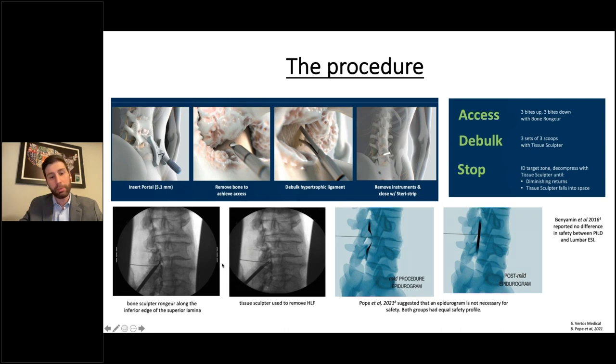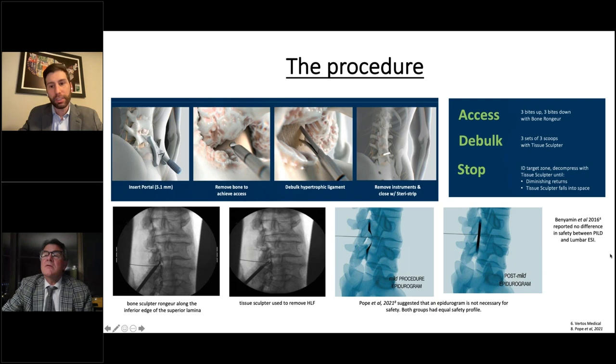You have the pictures on the bottom left showing the fluoroscopy imaging with the bone scopal rongeur and the tissue sculptor. And then the pictures on the bottom right are kind of going over the epidurogram, which used to be a recommendation, but there's some evidence that suggests that an epidurogram is not particularly necessary for safety. Comparing this intervention with and without epidurogram, the safety profile was basically the same. Also important to know that there's some evidence from 2016 that there's no difference in safety profile between the lumbar epidural steroid injection and this procedure.